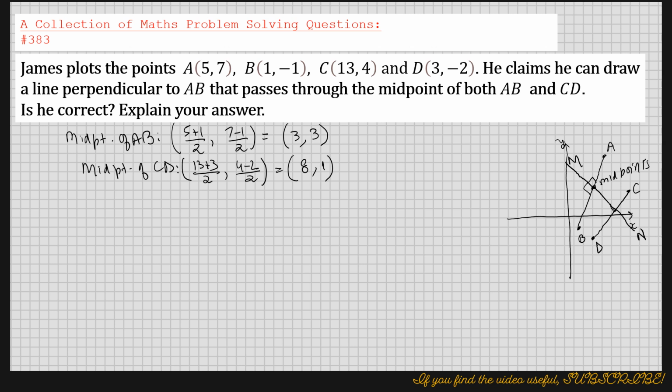So then we need to find the equation of the line that passes through the midpoints.